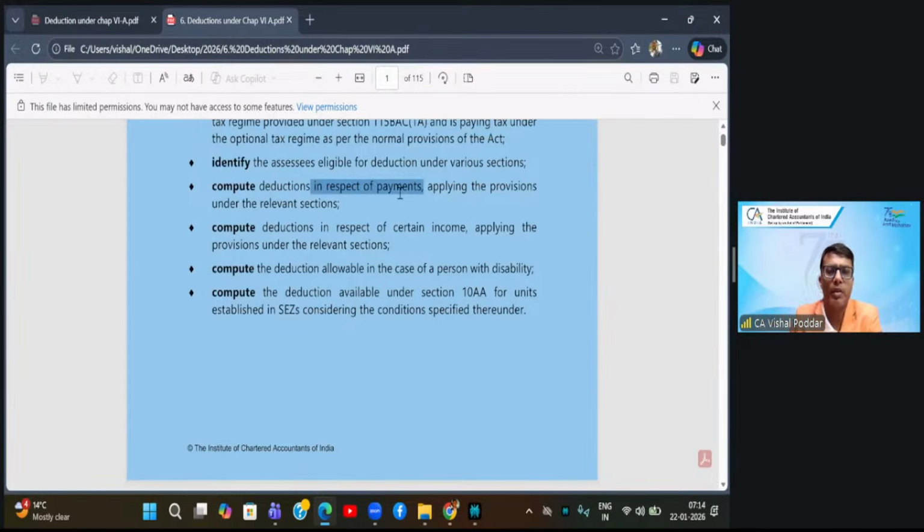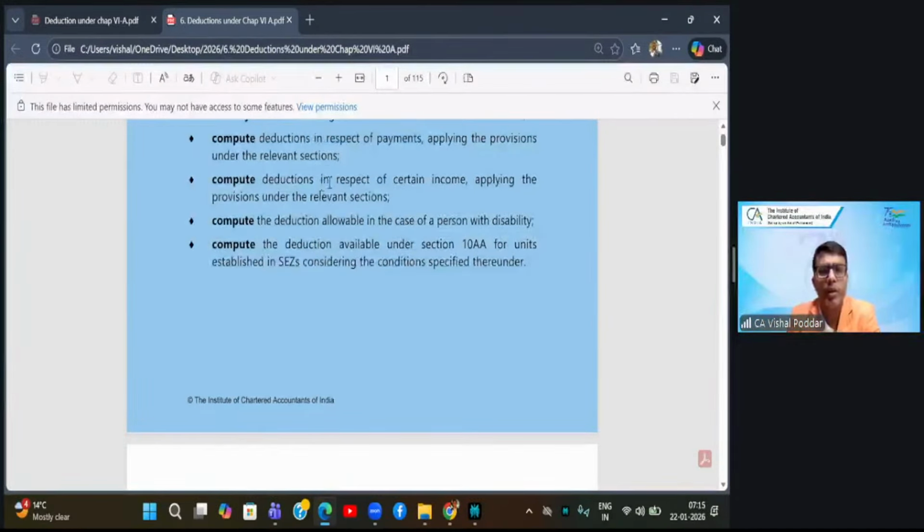Second is deduction in respect of certain types of incomes. Where the government wants to promote a particular business like infrastructure development or residential construction so that people are benefited, in such cases the government has listed out those business names.